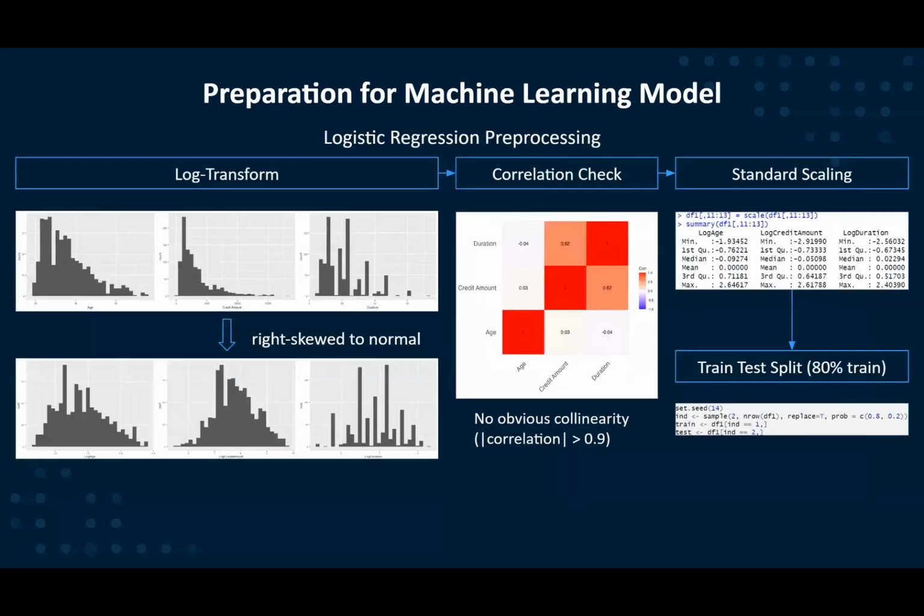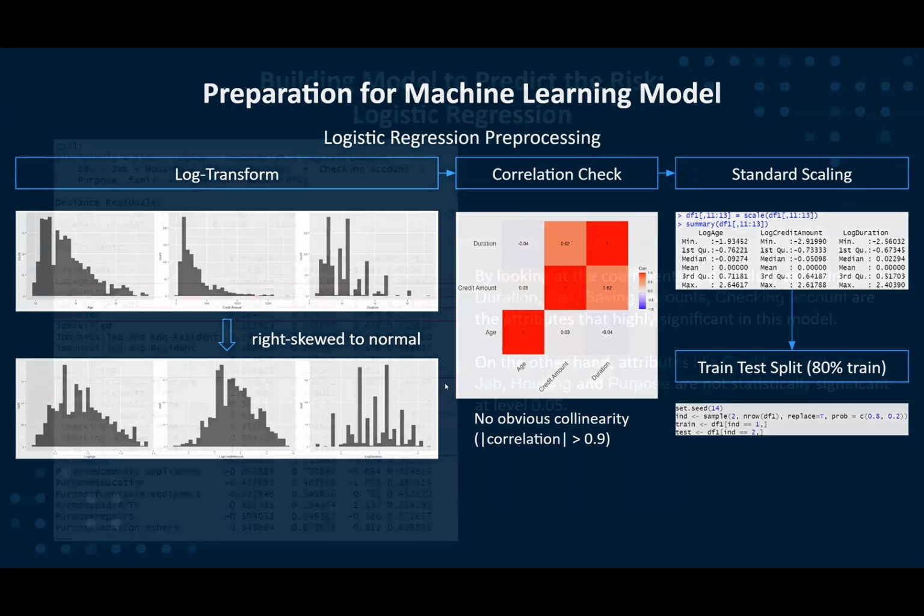After that, we began to set up our logistic regression model. Before that, we did a log transform for all the numerical variables that are right-skewed to normal distribution. And then we checked the correlation to see if there's any collinearity. After that, we did standard scaling for numerical attributes, and we split the data set into 80% training set and 20% testing set.